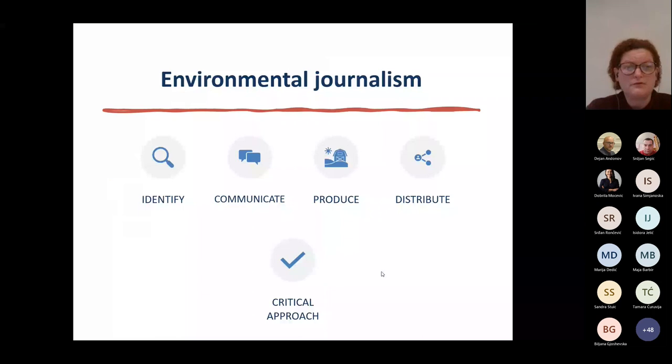To define environmental journalism, we first have to understand what an environmental journalist does. He first has to identify an environmental issue, and then he has to communicate, meaning produce an environmental story. The other step is to distribute it. Nowadays, with the development of social media, the distribution of environmental stories reaches much further and can reach larger audiences. What an environmental journalist has to keep in mind is to have a critical approach to environmental issues and the way that people, ecosystems or biodiversity are related to them.